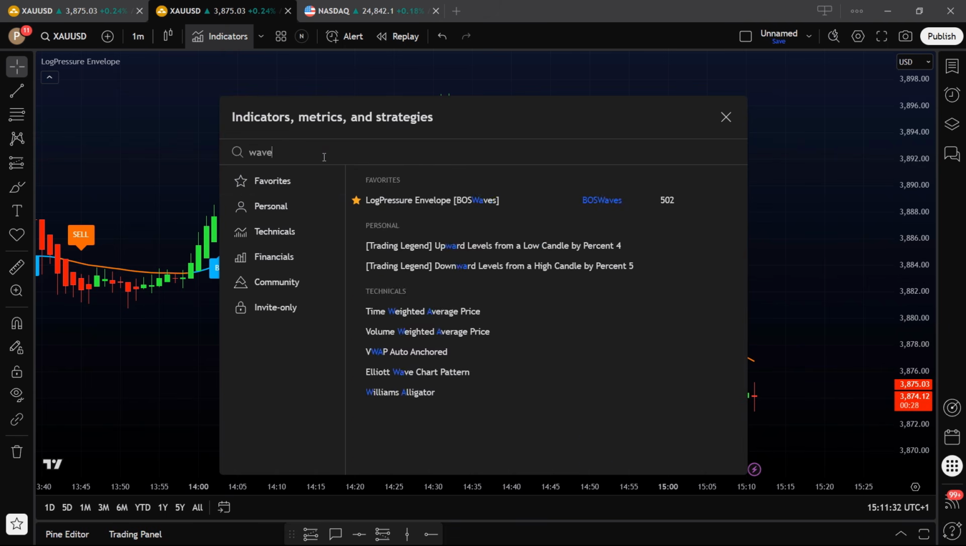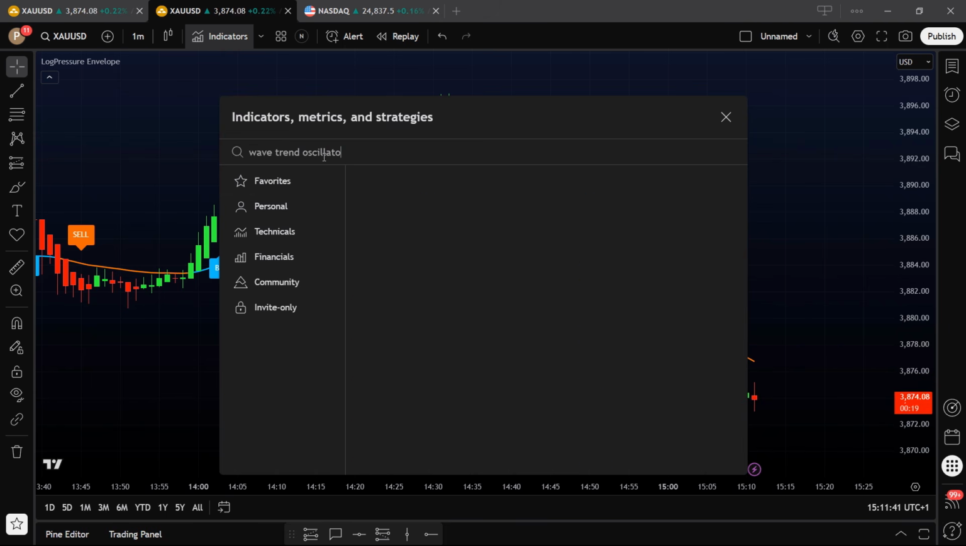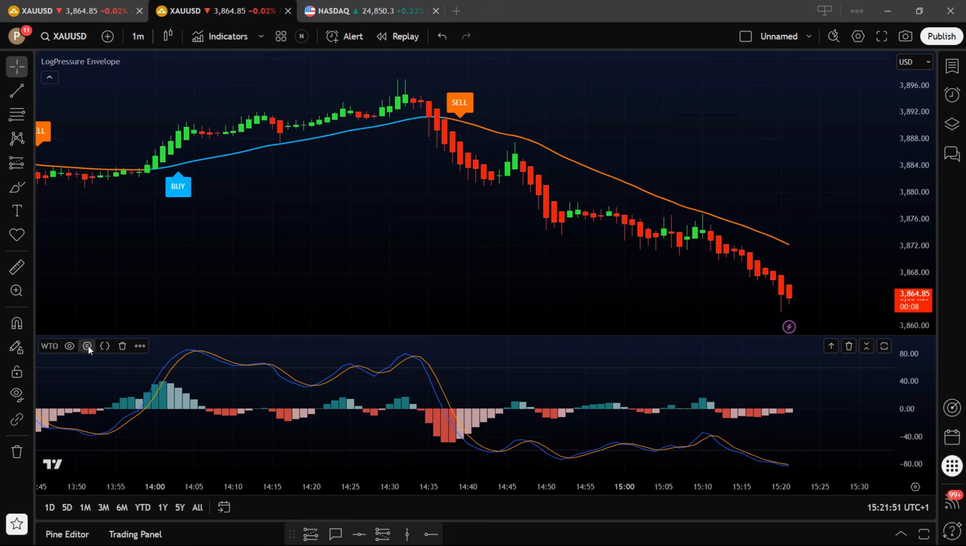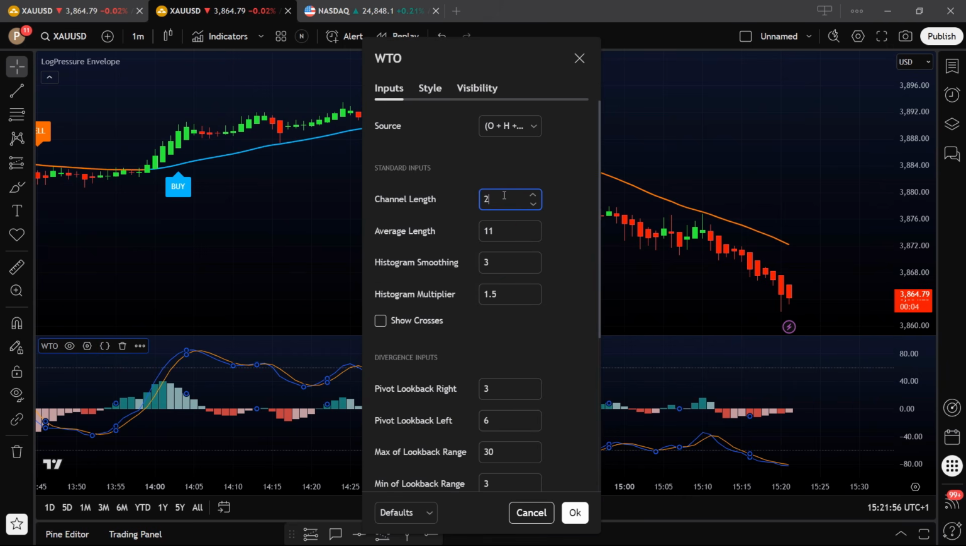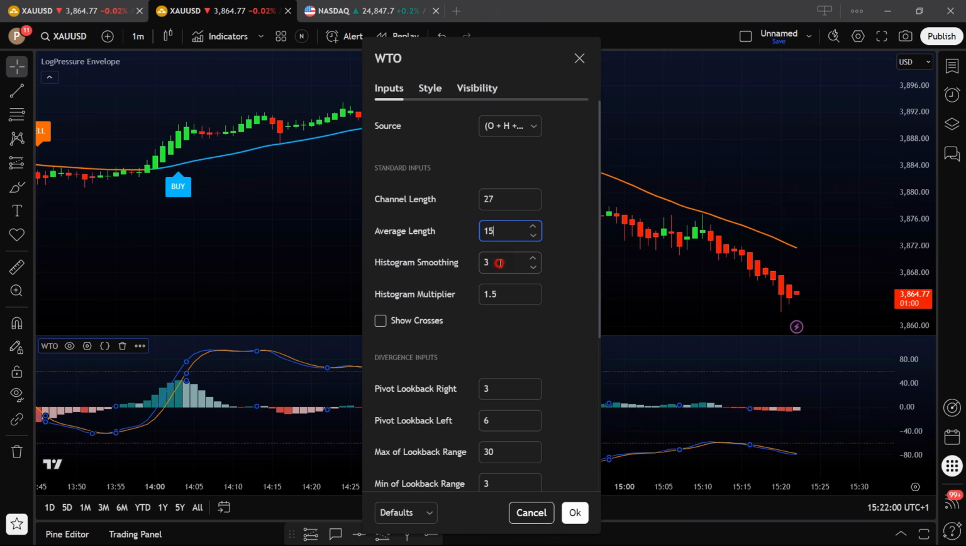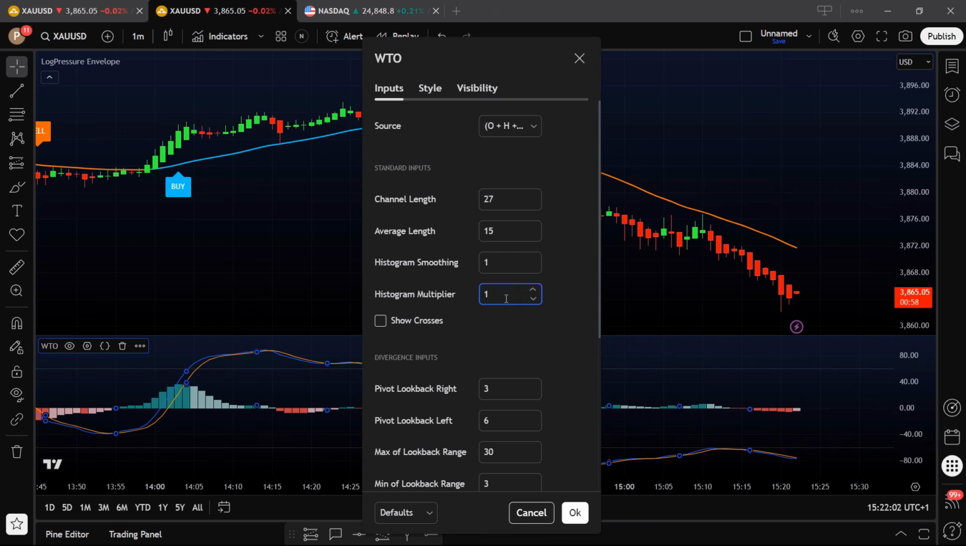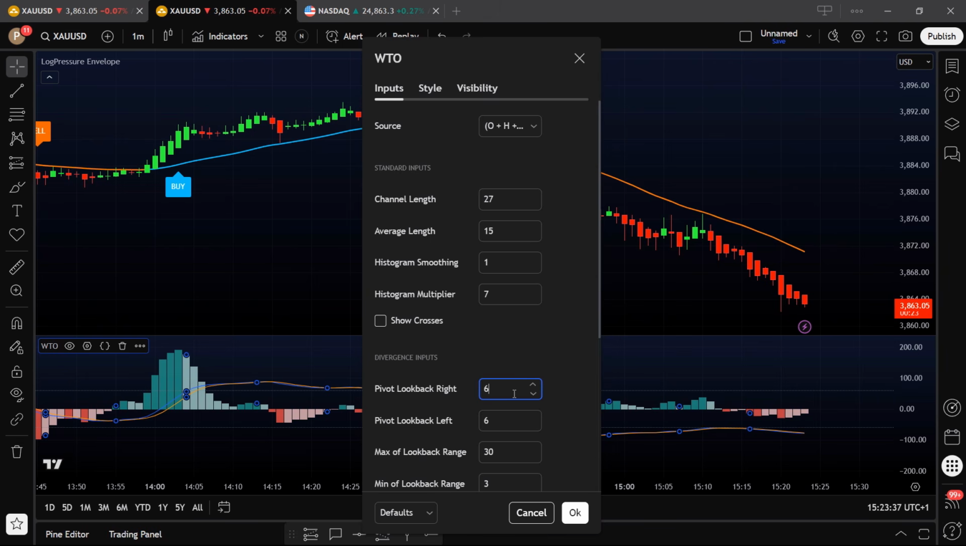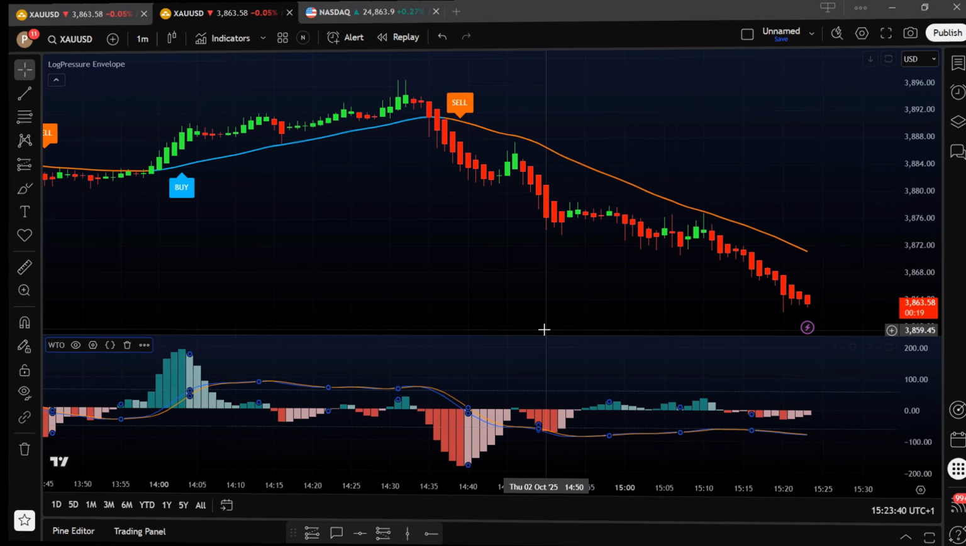Next, go back to Indicators and search for Wave Trend Oscillator. Add it to your chart. Again, we must change the settings. Channel length, change to 27. Average length, change to 15. Histogram smoothing, change to 1. Histogram multiplier, change to 7. And pivot look back right, change to 6. That's it. Your setup is now complete.